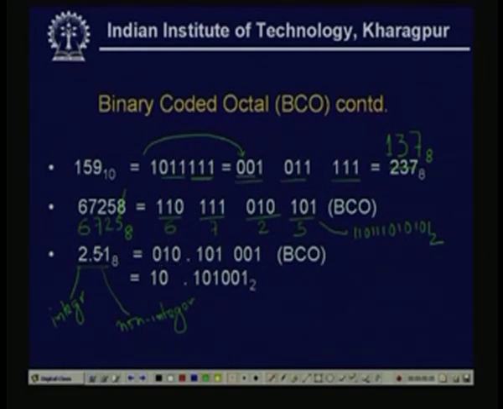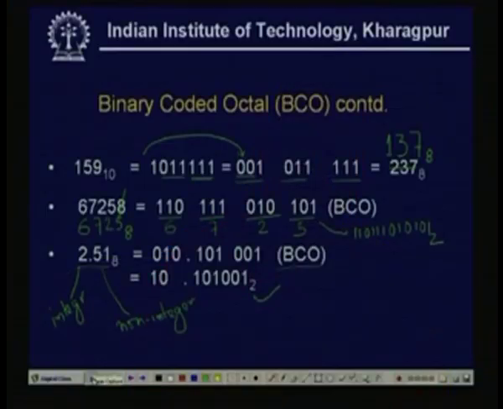Now, the non-integer portion can similarly be represented. So, 5 means 1 0 1 and 1 means 0 0 1. So, this is my binary coded octal, and what will be the binary? Again, one leading 0 is there, so we just drop the leading 0 and merge. So, this is 10.101001 in binary. So, we see how one octal value can be converted to a binary coded octal value, and from there, to binary.